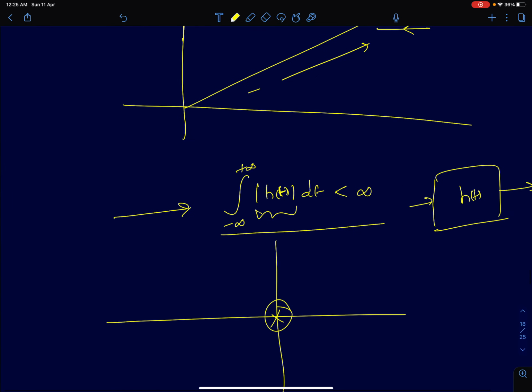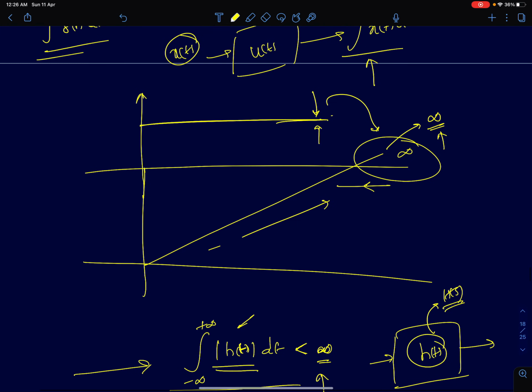A more general definition for stability of a system is called absolute integrability. You take the impulse response of a system. If you have a system with an impulse response h of t, and you take the Laplace transform of h of t, you get the transfer function H of s. Take the mod of h of t and integrate it for all time. If that value converges to a finite value, less than infinity, then we can say the system is unconditionally stable. This doesn't hold true for a step function. If you integrate u of t for all t, you will get infinity. So it's an unstable system.